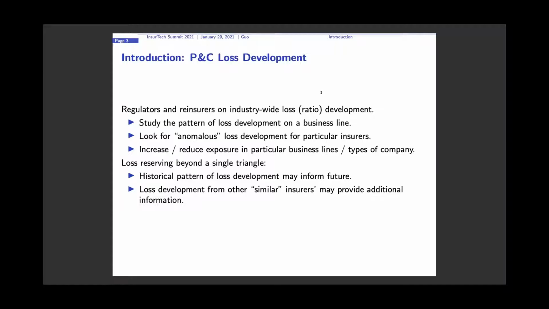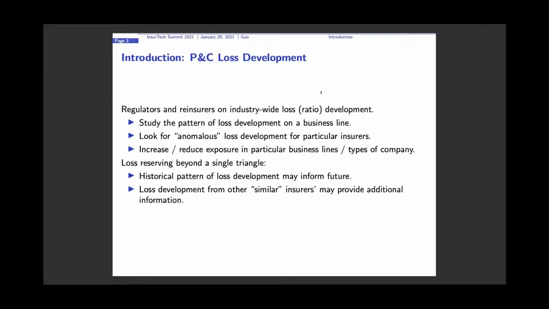Among these thousands of loss development curves, is there anything that is out of the normal in terms of shape or magnitude? We'd be interested in looking at that. All of that will help the interested party decide whether to increase or reduce exposure in a particular business line or type of company.